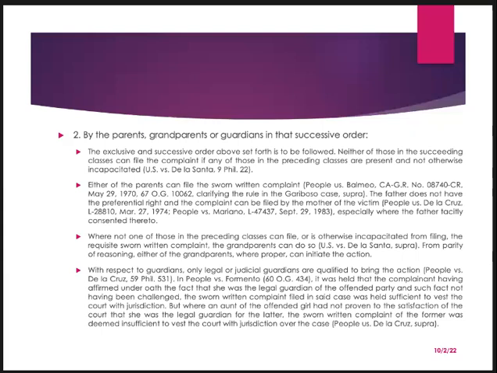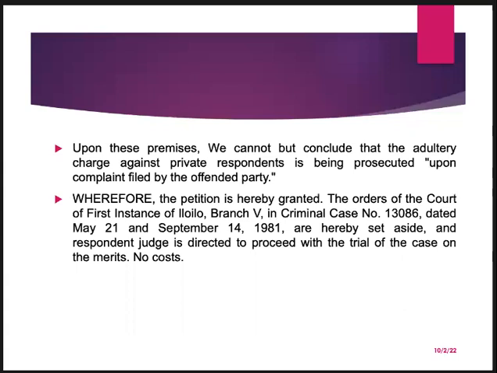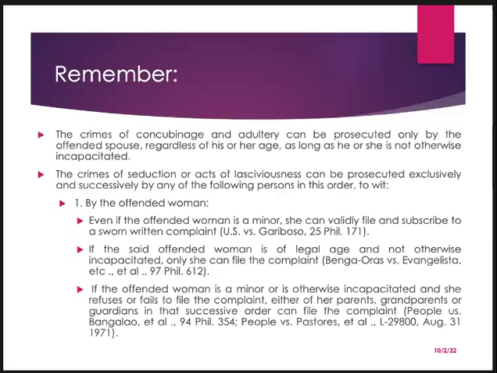Next, now on the next paragraph, remember nga in the crimes of acts of lasciviousness, seduction, and abduction, it may be instituted. Wait, let me get back to this one. Okay, so remember that again, the offense of adultery and concubinage may not be instituted if it is shown that the offended party has consented to the offense or has pardoned the offenders.